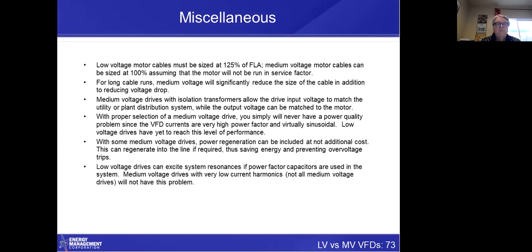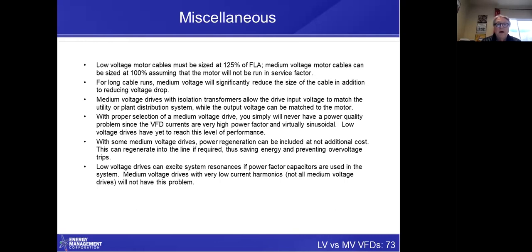Medium voltage drives with isolation transformers allow the drive input voltage to match the utility or plant distribution system, while the output voltage can be matched to the motor. And with proper selection, you simply never have a power quality problem. You don't have vars, you don't have poor power factor, and you don't have harmonics. It's just all taken care of for you, and it's something you don't need to worry about.